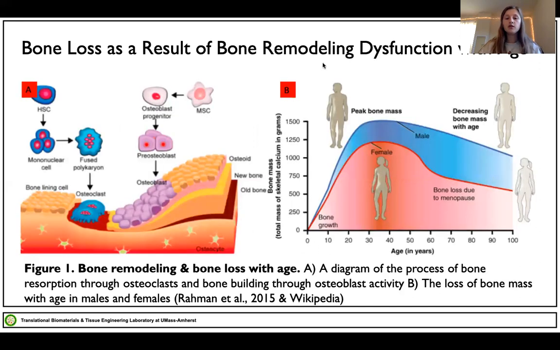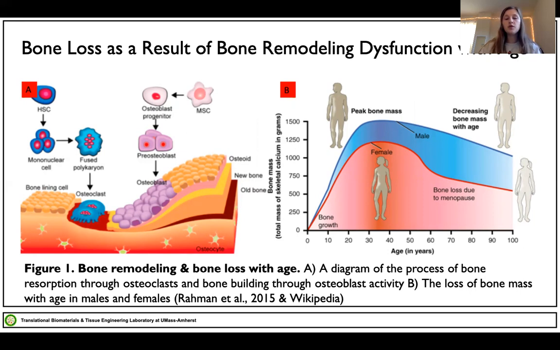The image on the left shows the bone remodeling process that accounts for bone loss and rebuilding over time. The balance of bone buildup and breakdown is crucial to maintaining healthy bone. As you can see in this image, osteoblasts build up bone and osteoclasts break bone down.